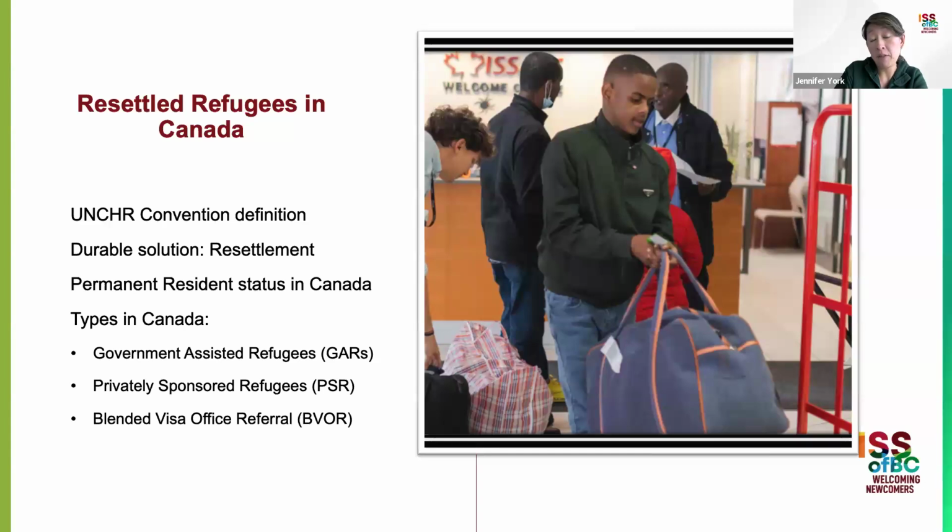And they have left their own country, they're in a third country, and the only durable solution that seems to be possible is resettlement. As I mentioned earlier, when they arrive in Canada, they are considered permanent residents. And so the services that they are able to access, such as IRCC-funded settlement programs, language programs, employment programs, and a variety of other things, as most other permanent residents, such as immigrants, would receive. Next slide.